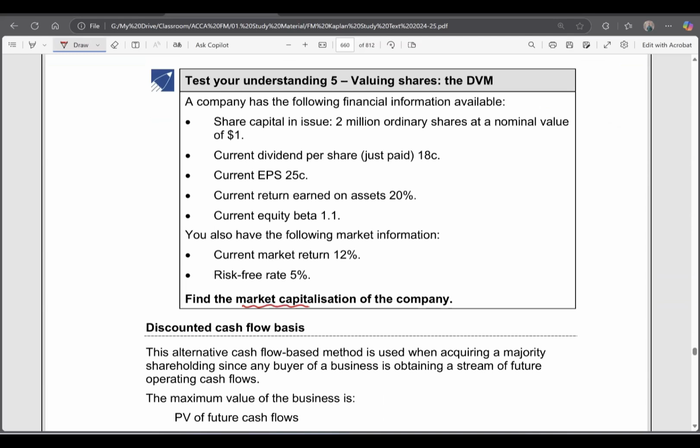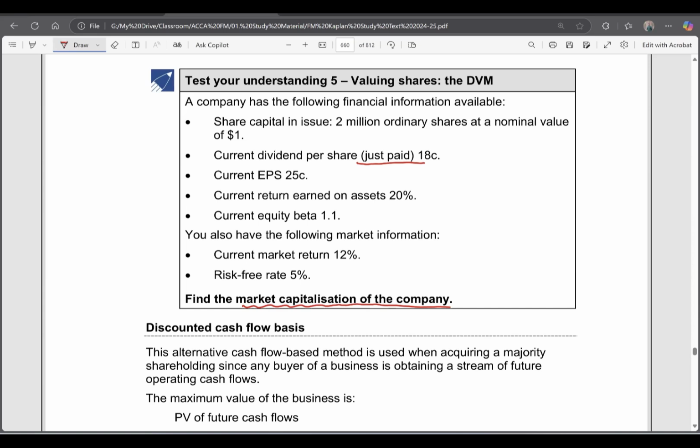We have to find the market capitalization again using the dividend valuation model. Again, we have to find growth here. The latest dividend is given, but the current return is not. We will use the Gordon growth model here.